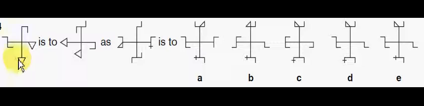In this particular question we have a pair of shapes and we have to find the matching pair for this shape out of these 5 answers. In order to find the matching pair, we need to find out what's going on between the two. What is the relationship between the two, and how has this shape changed from this shape?